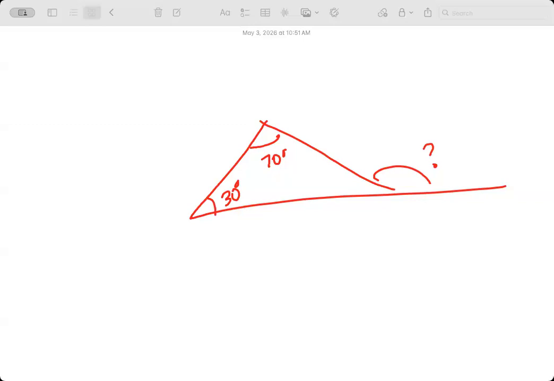So 70 plus 30 would be... Wait. Let's do this. What is this? Can you describe what you're saying? I didn't get you. That's why I'm asking you again. All the triangle angles should be equal what? 180. So 70 plus 30 is 100. And then 180 minus 100 would be 80. So C would be 80.